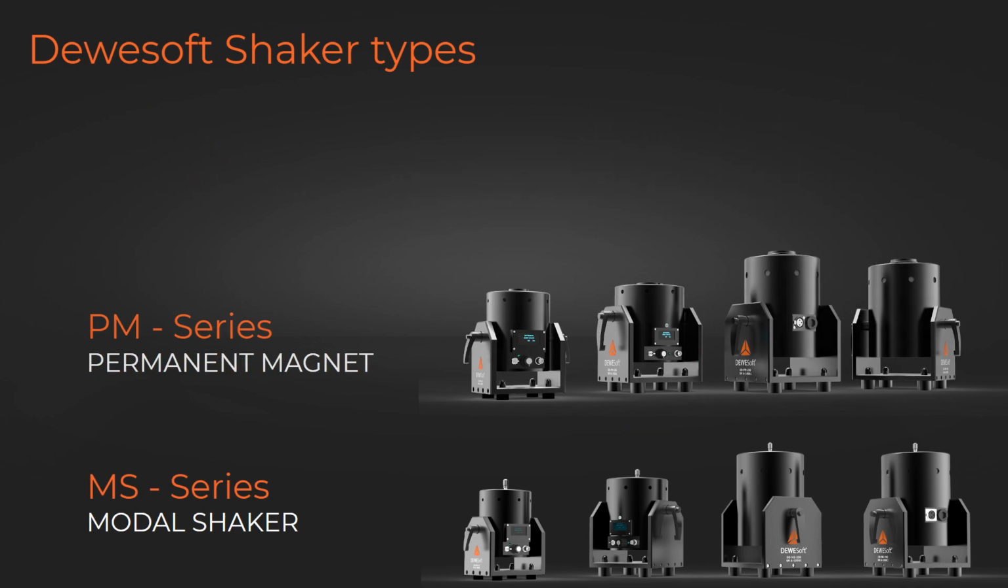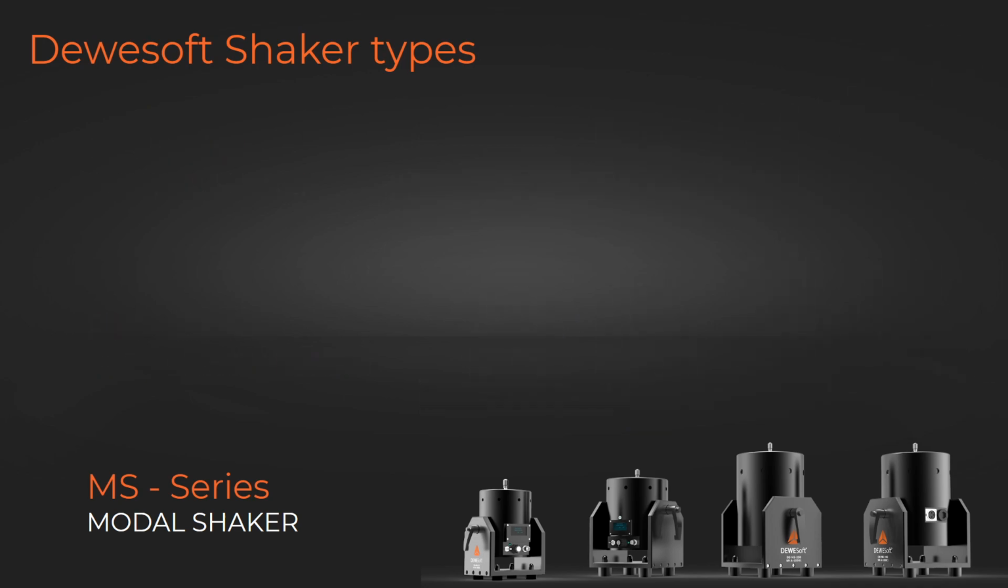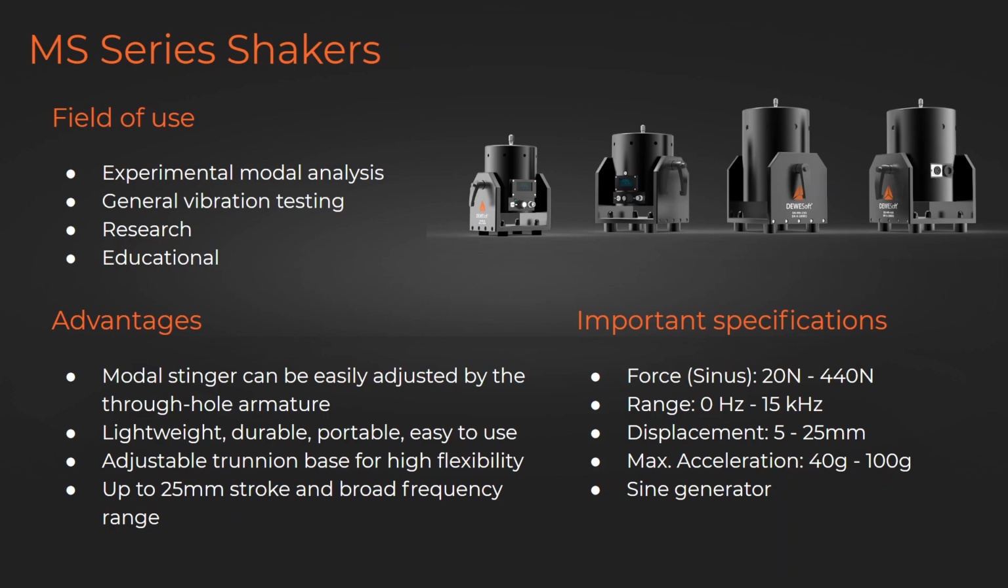And last but not least, the modal shakers. The MS series shakers are used in experimental model analysis, general vibration testing, in research and educational purposes. The advantages of the MS shakers are the through hole in the armature. They allow us to easily adjust the stinger. They are lightweight, durable, portable and easy to use, and they have adjustable trunnion base for high flexibility.